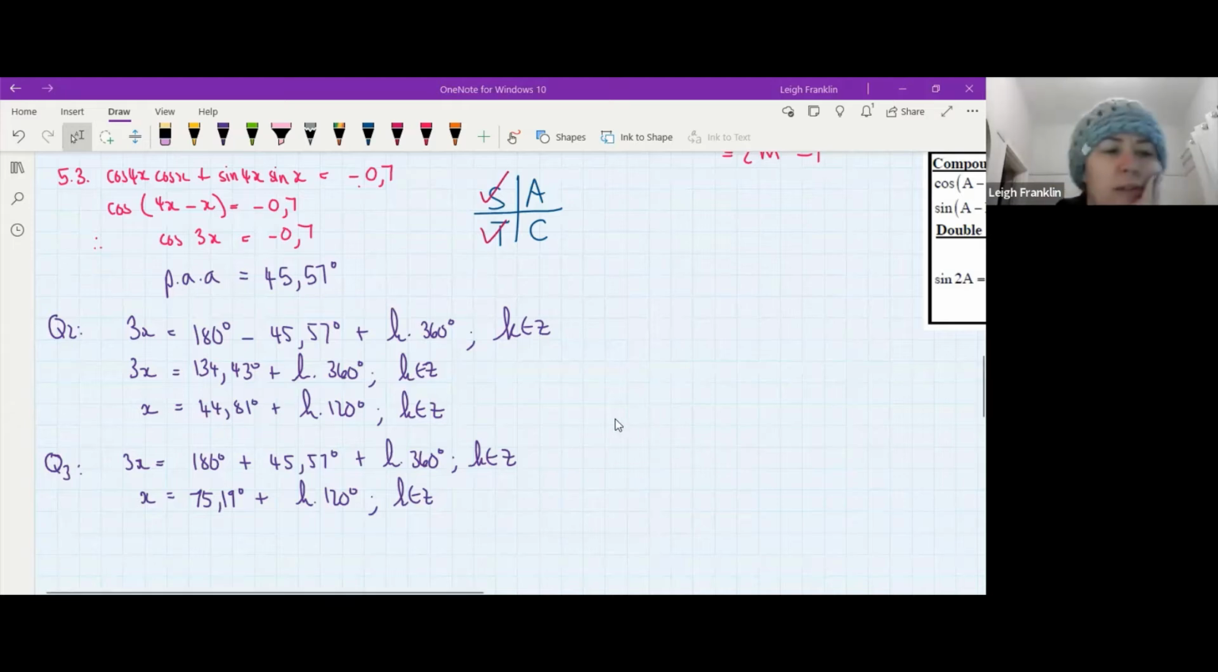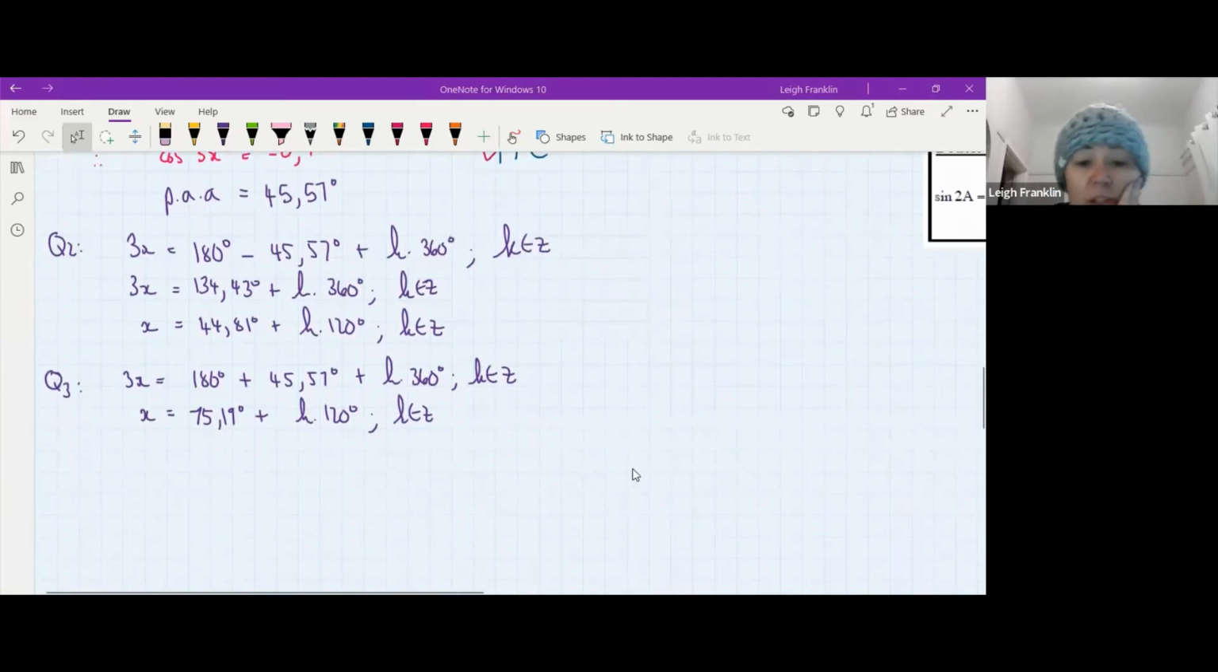As far as question 5.3 is concerned, that's where they want us to stop. They asked us to find the general solution. We've done that. We found the two general solutions. We don't now need to go and sub in integer values for k. They didn't tell us where on the x-axis they wanted us to solve, so we would just leave our answer just like that.